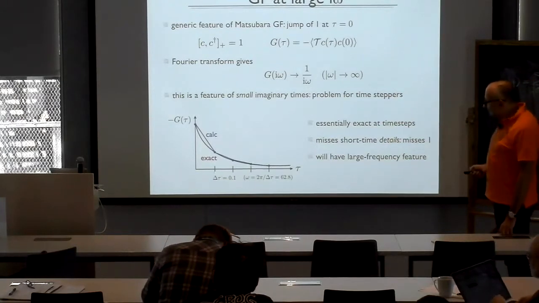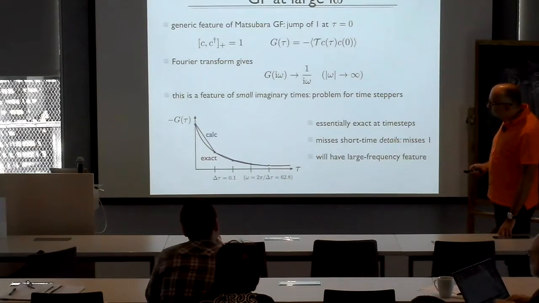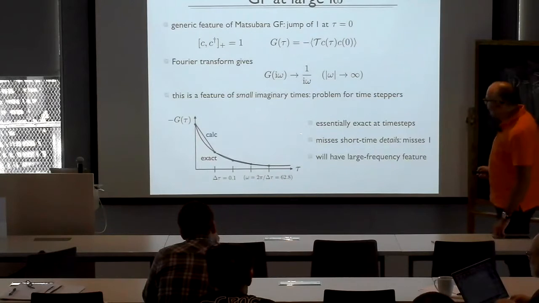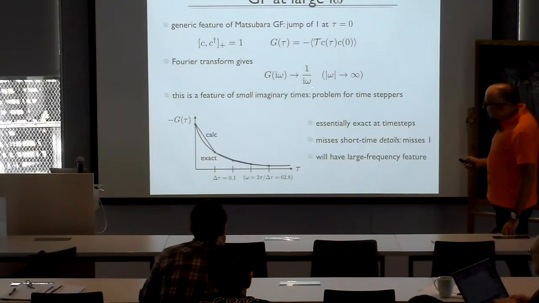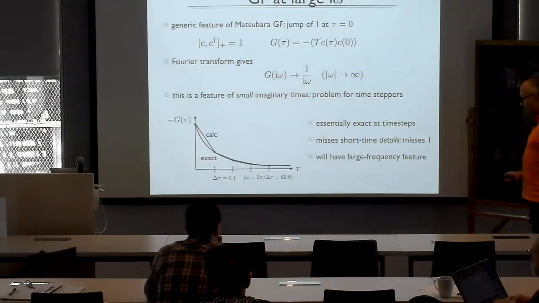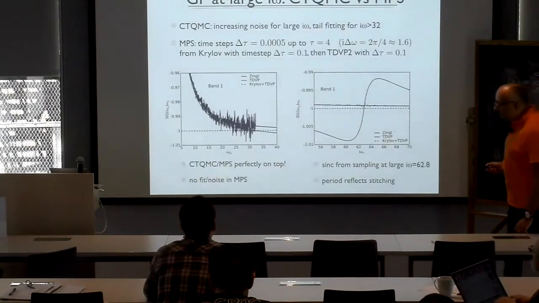So for example, if you calculate with a time stepper of delta tau is 0.1, what you get is that at these time steps you get the precise exact result. You definitely do. But in between, of course, you somehow interpolate, say linearly, like I show it here. Which means you miss out on all the short time details, so while you get that roughly, you miss out on the 1. You don't get exactly 1. In addition, you will have a large frequency feature simply from the Fourier transformation, which in this case will sit at 62.8.